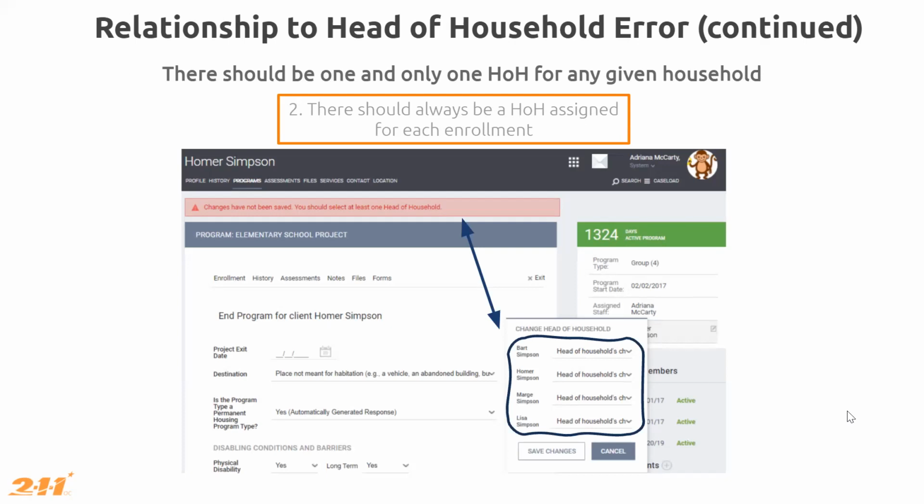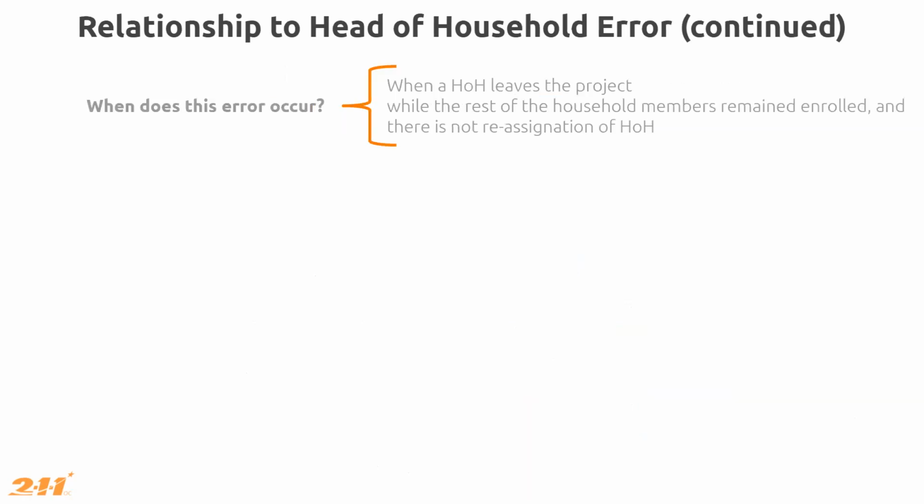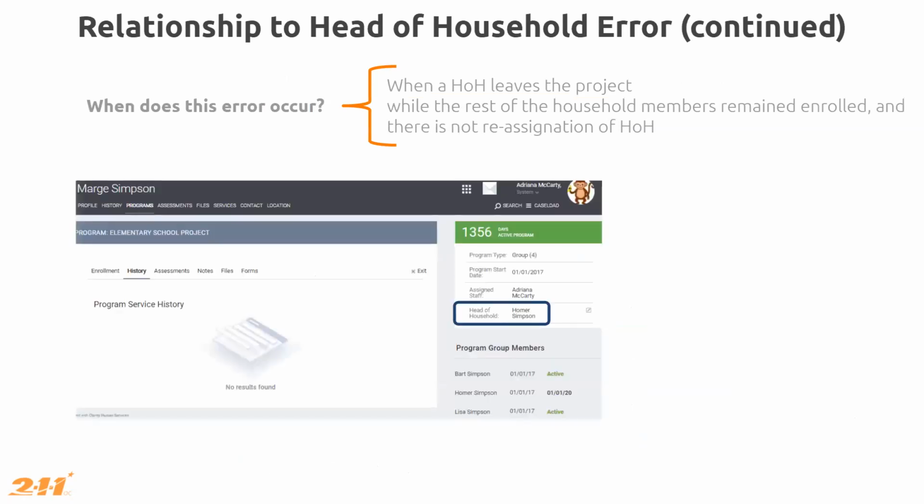and I cannot save my changes until I fix this. You might be wondering, if Clarity warns me of this error in both scenarios, the first one when I have more than one head of household and the second when I don't have any head of household, how can we have this error and why is it common? This mostly happens when a head of household leaves the project while the rest of the members remain enrolled in the same project. Let's see an example.